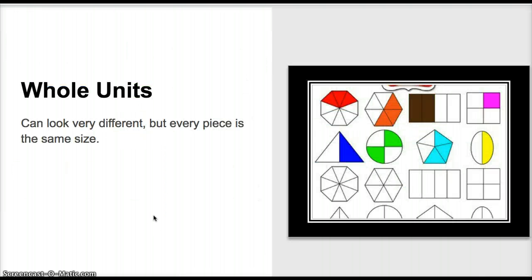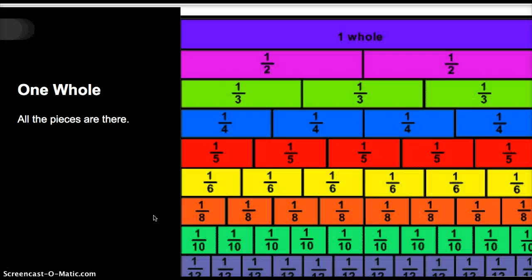Wholes can look different, but every piece is the same size. And when you put all the pieces together, you get one whole. So we looked at the bottom number, which is 2. So 2 tells us we need 2 pieces to make one whole. Now this denominator tells us that we need 8 pieces to make one whole.